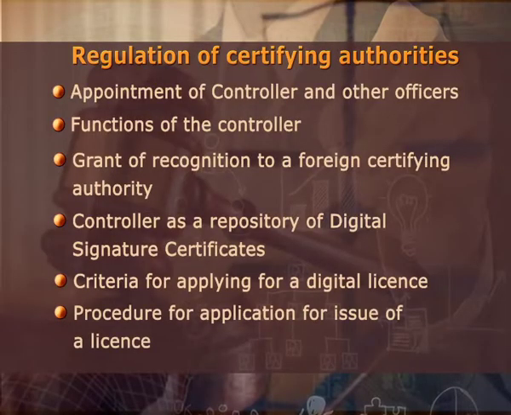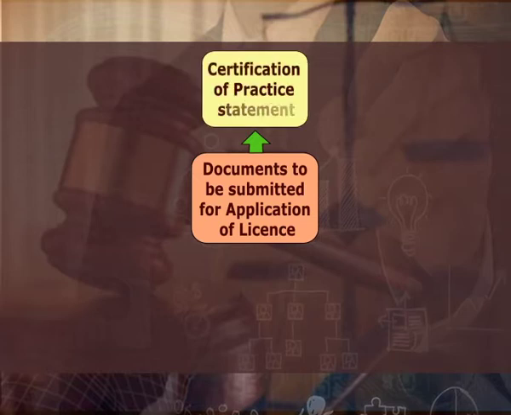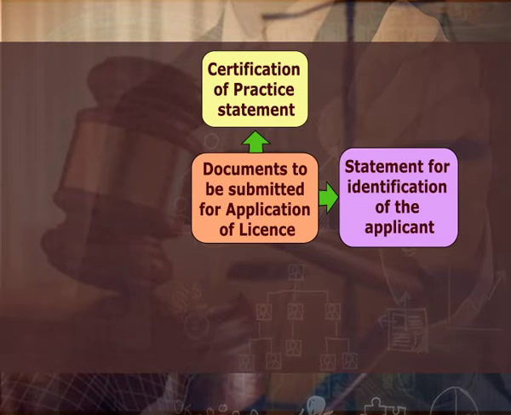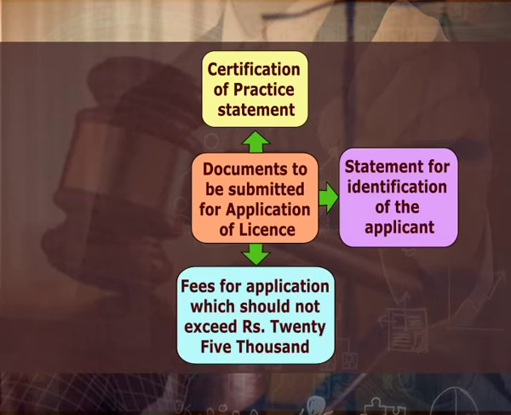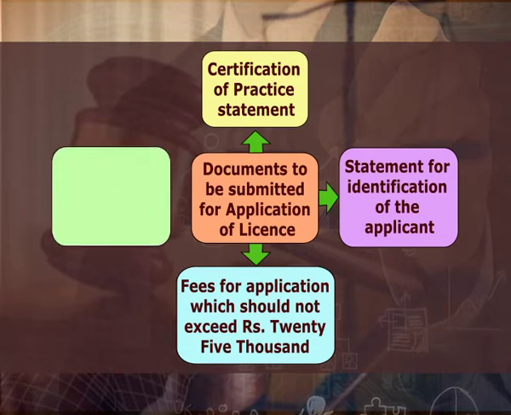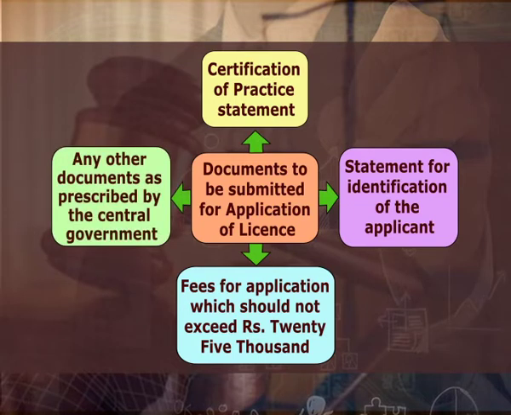Procedure for application for issue of a license. The application for issue of a license shall be in the manner as prescribed by the central government. It shall be accompanied by 1. A certification of practice statement, 2. Statement for identification of the applicant, 3. Fees for application which should not exceed rupees 25,000 as prescribed by the central government, 4. Any other document as prescribed by the central government.